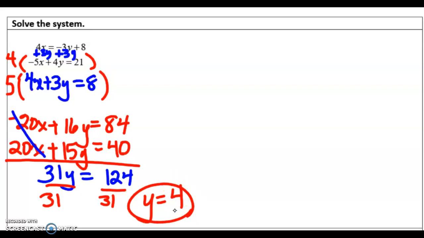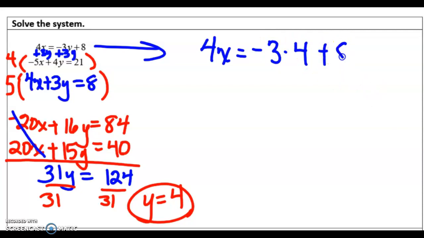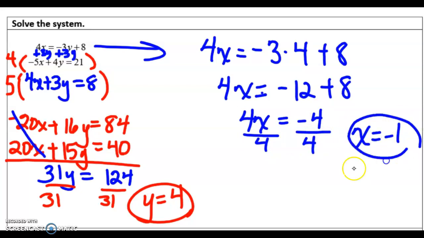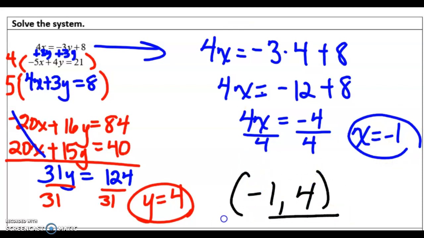Now to find the x value, I can go up into either equation from the beginning that has both variables, actually any equation, and I get 4x is equal to negative 3 times my y value of 4 plus 8. I'm just combining like terms because x is on the left. And then I'm going to write my ordered pair, x first, then y.